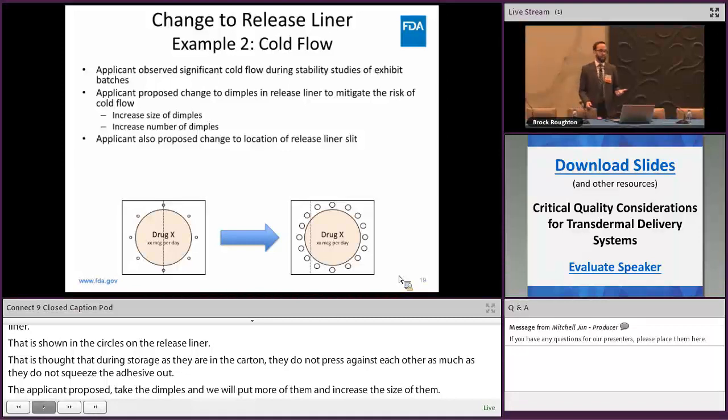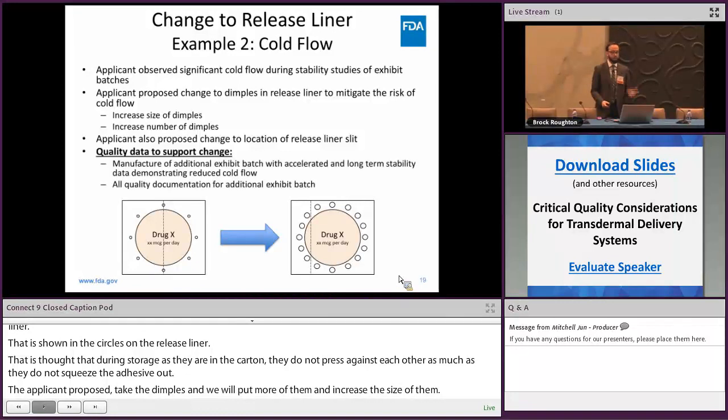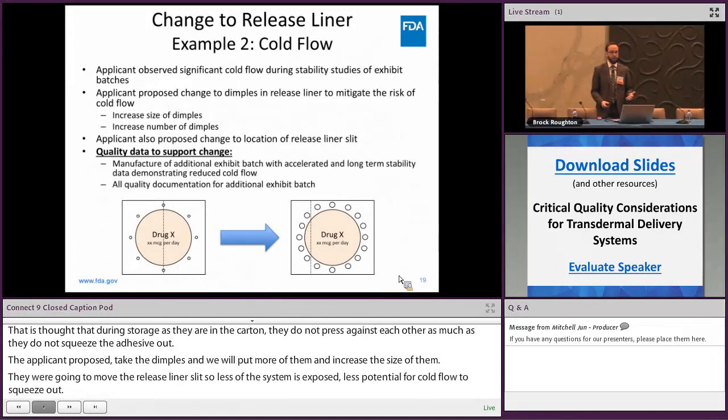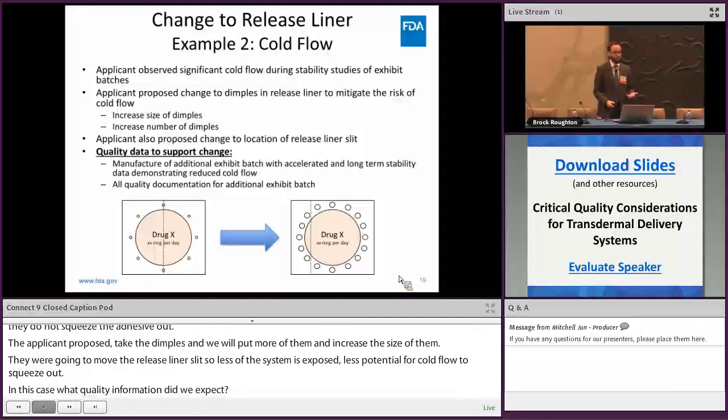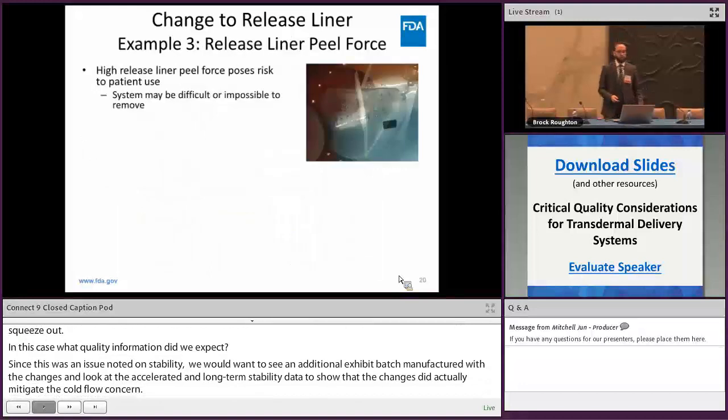So in this case, then, what quality information did we expect? Since this was an issue noted on stability, we would want to see an additional exhibit batch manufactured with these changes, and then look at the accelerated and long-term stability data to show that, yes, these changes did actually mitigate this cold flow concern. And then, with this exhibit batch, we would expect all the quality documentation like batch records. So then let's look at example 3.